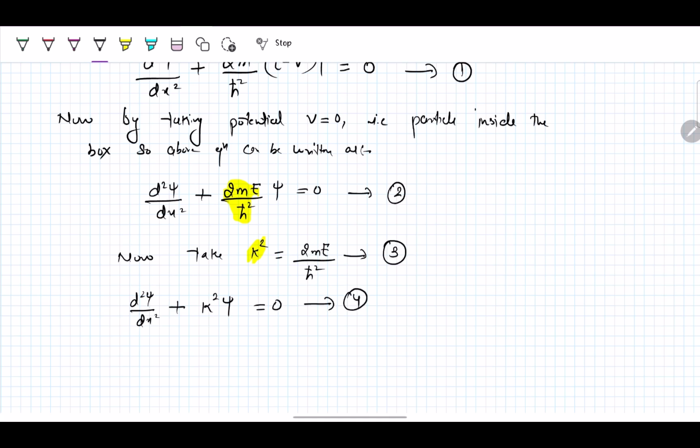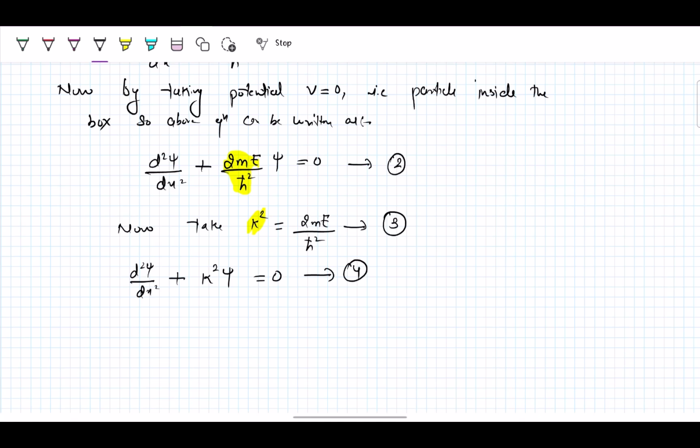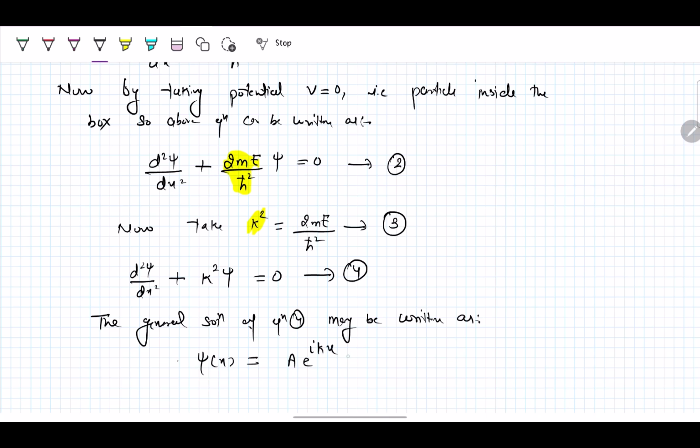All right, now this is something like a differential equation, and we know that every differential equation has a solution. So let's take a general solution of this equation, which may be written as: the general solution of equation 4 may be written as psi x is equal to a exponential iota kx plus b exponential minus iota kx, which is equation number 5.